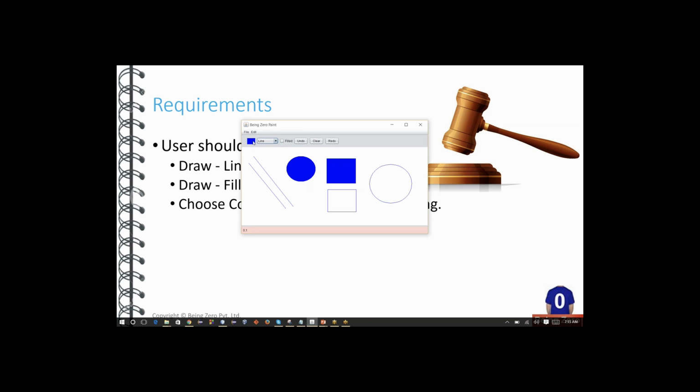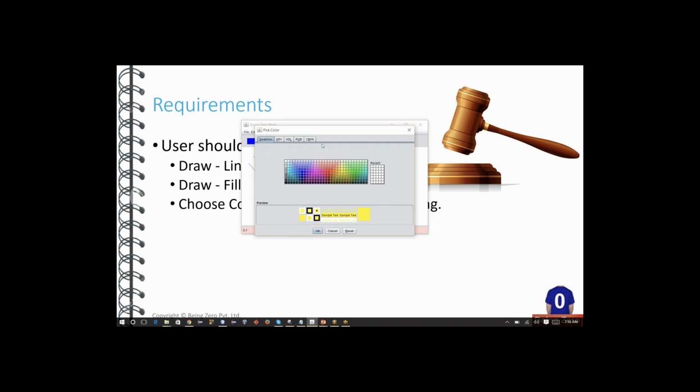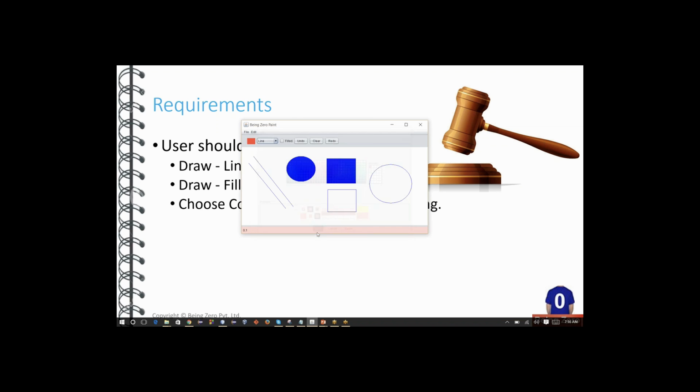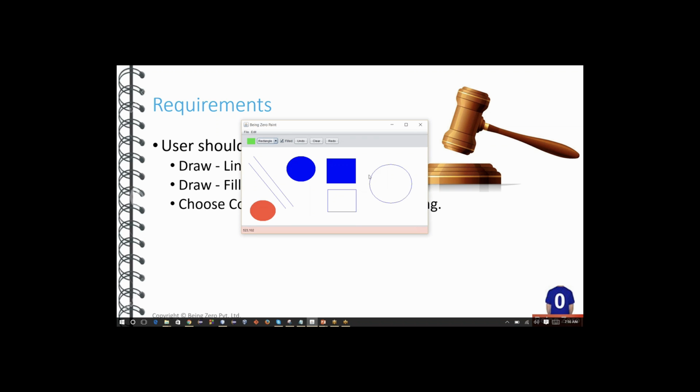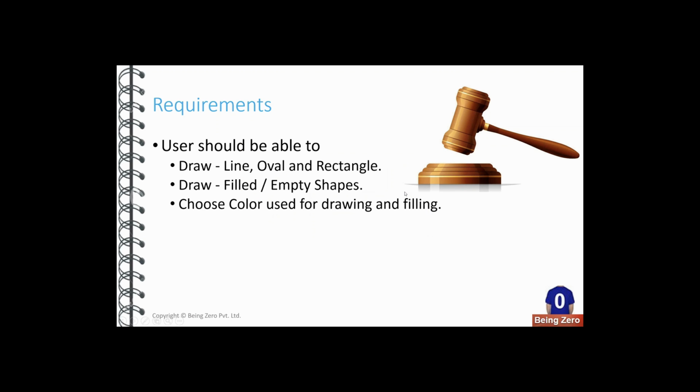So first here you see there is a blue color. If I click this color, then a color picker comes from which I can choose any other color. Let me choose a red color. Now if I go and draw a filled oval, we'll see it will come in red color. If I go and draw a rectangle and change the color to some other color, let's say green, and if I go and draw a rectangle now, it will come as green. That is what this requirement translates to.